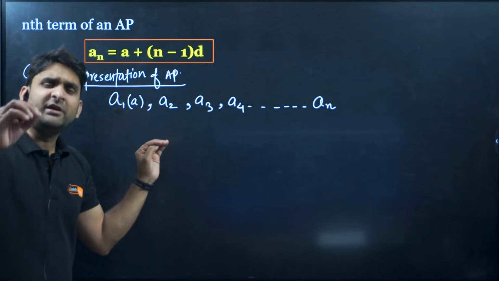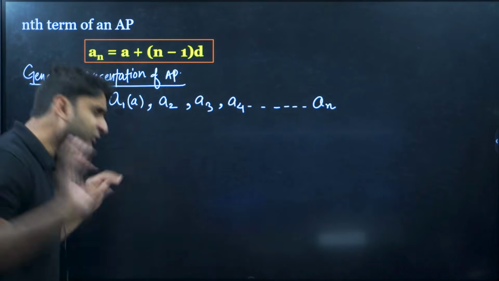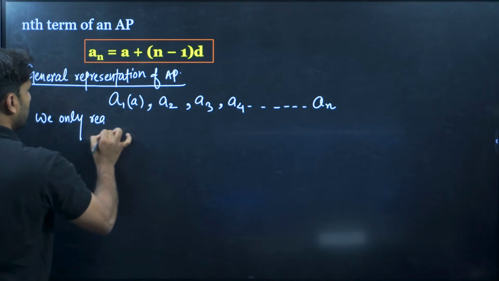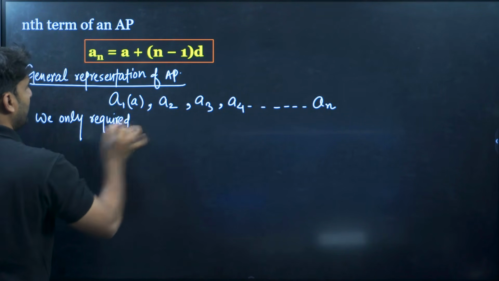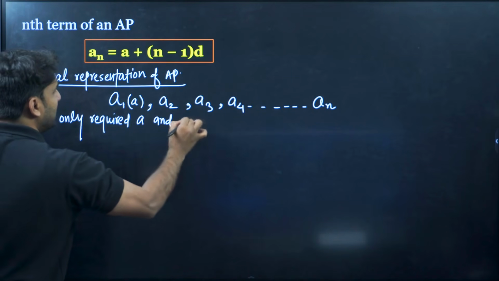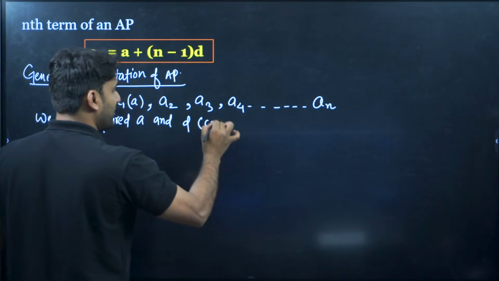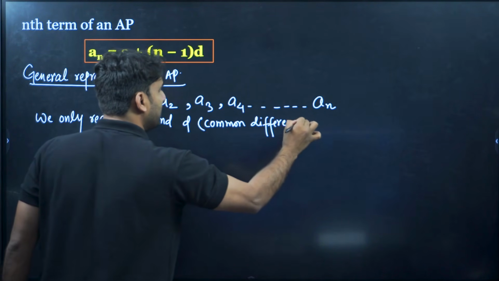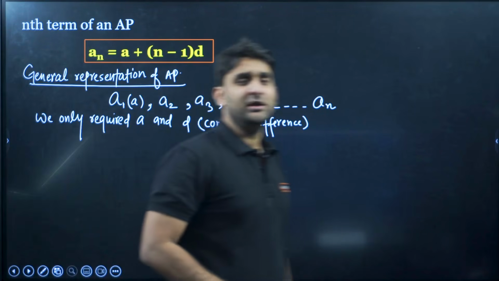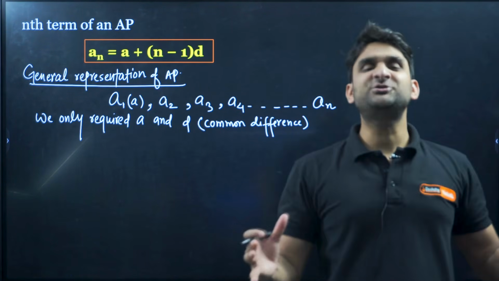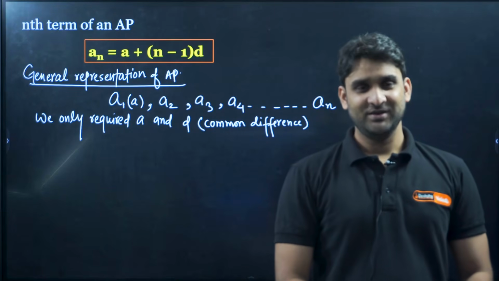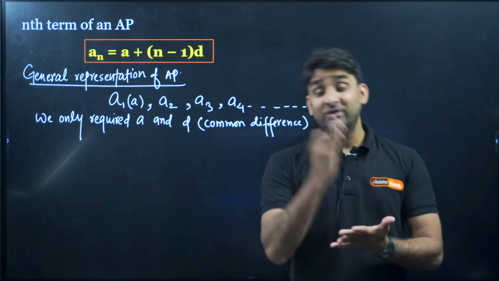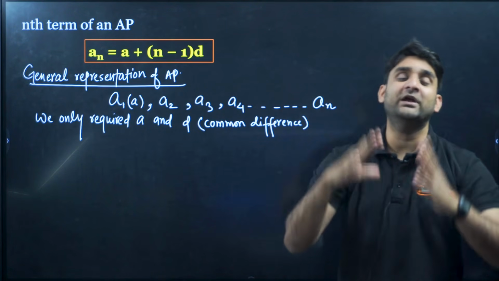In an AP, we can find any term. What do we only require? A and D. A is the first term and D is the common difference. My dear champions, class 9th champions, if you have A and D, I mean, you are the wealthiest person of the world. In any AP, if you have A and D, you are king, because with the help of A and D, you can find any term of any AP.